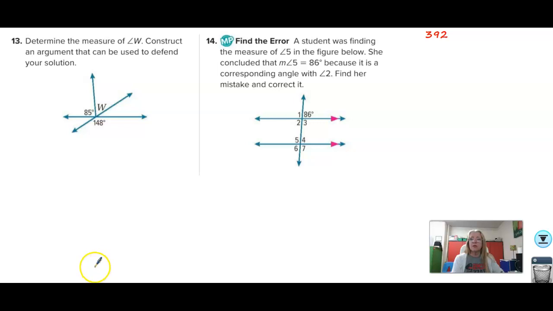Done. Now these are a little more interesting. Determine the measure of W. Construct an argument that can be used to defend your solution. Well, my argument is that I'm a math teacher and I say so. So there's that. But I bet I can find the measure of angle W.